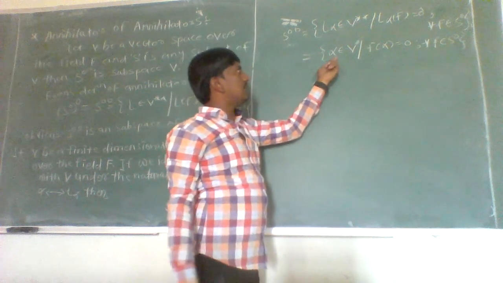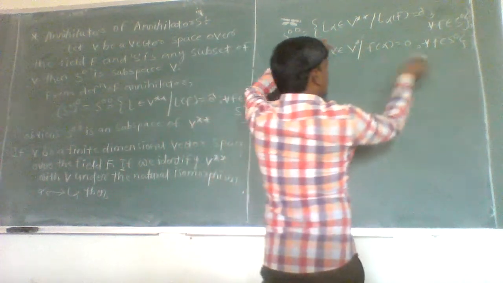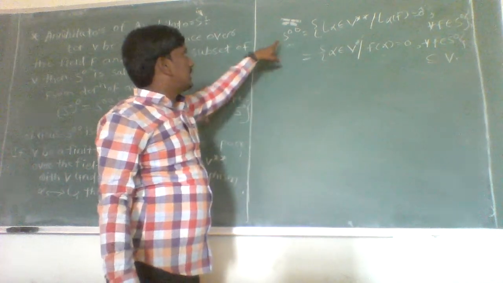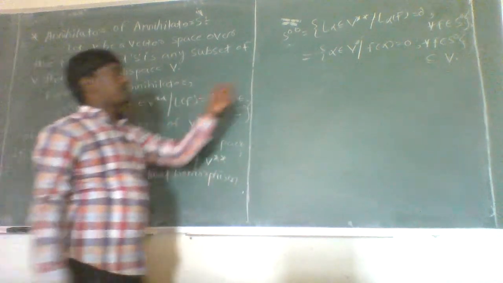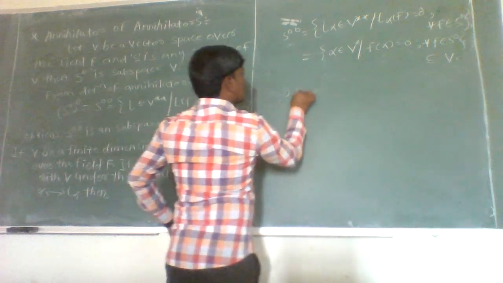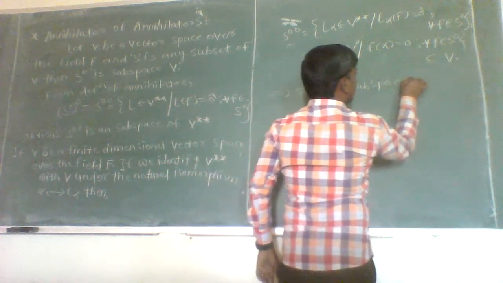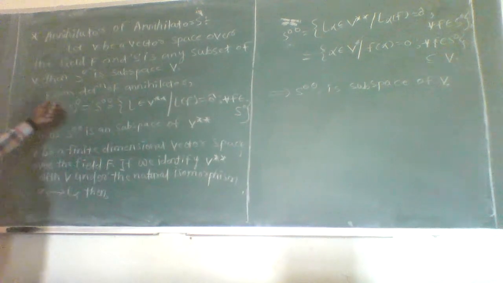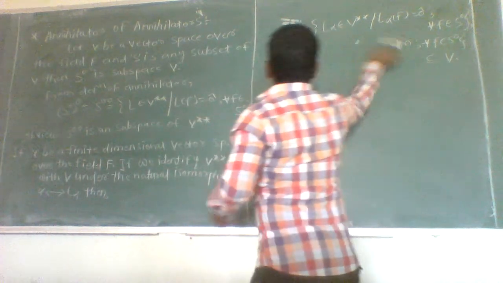It contains all the elements belonging to the vector space V, so this set is a subset of the vector space V. Now, we said that S double annihilator is a subspace of V double star, but V double star is isomorphic to V. Therefore, S double annihilator is a subspace of the vector space V. This is the annihilator of an annihilator. Now we have to see some results depending on this.